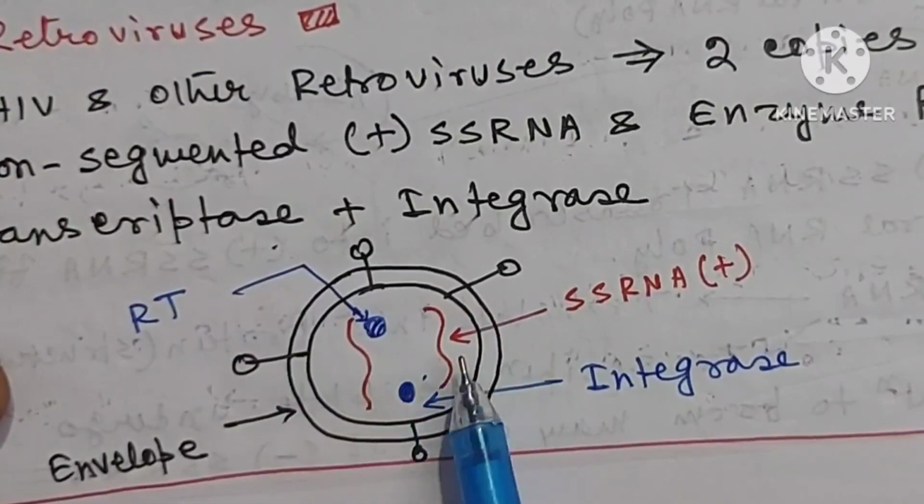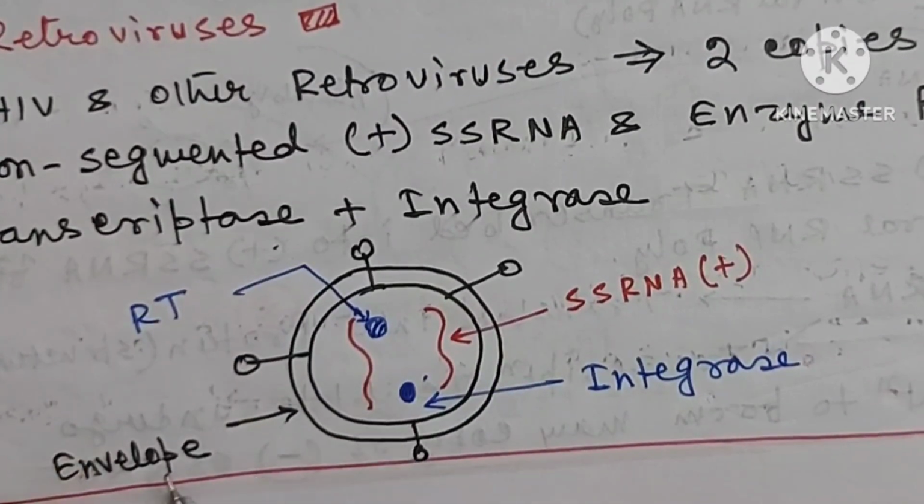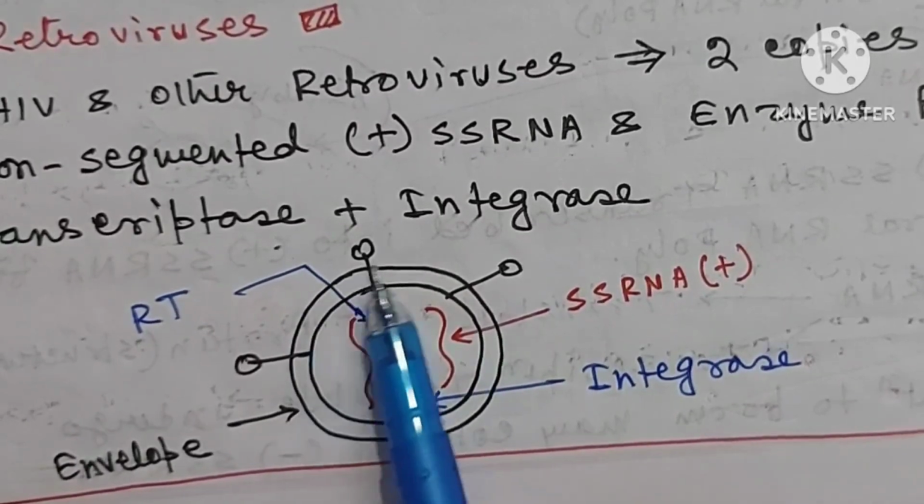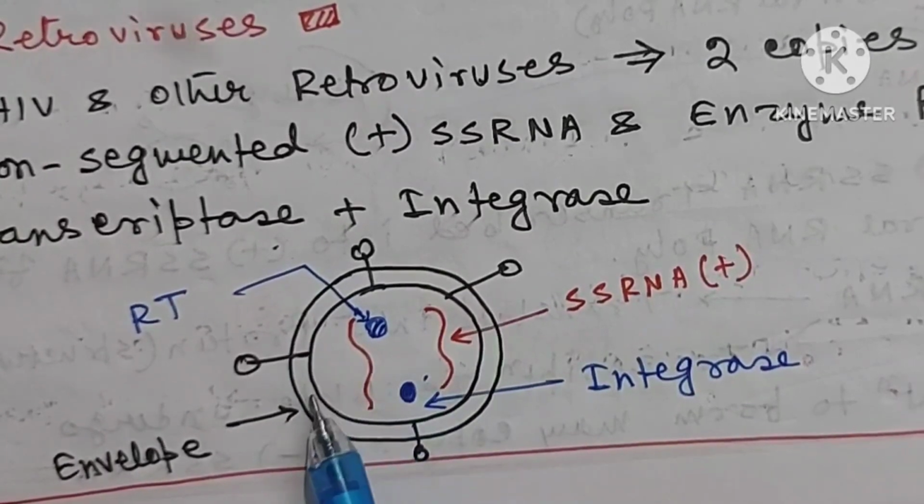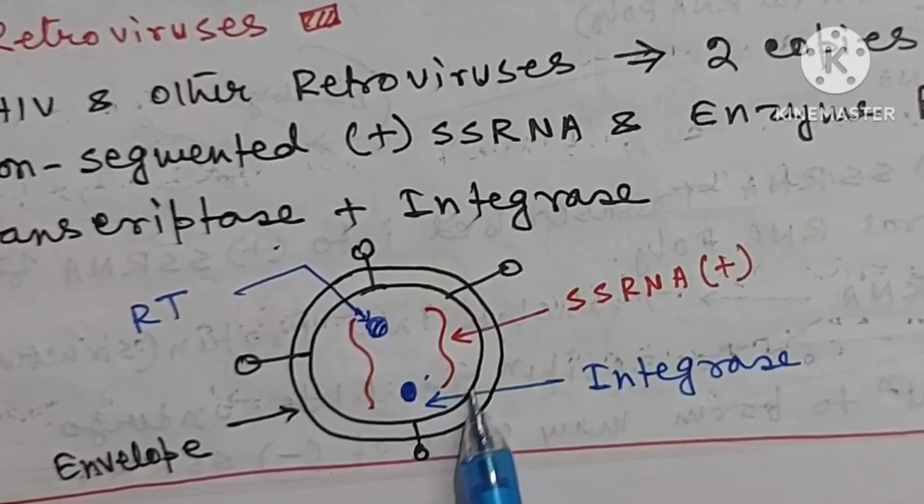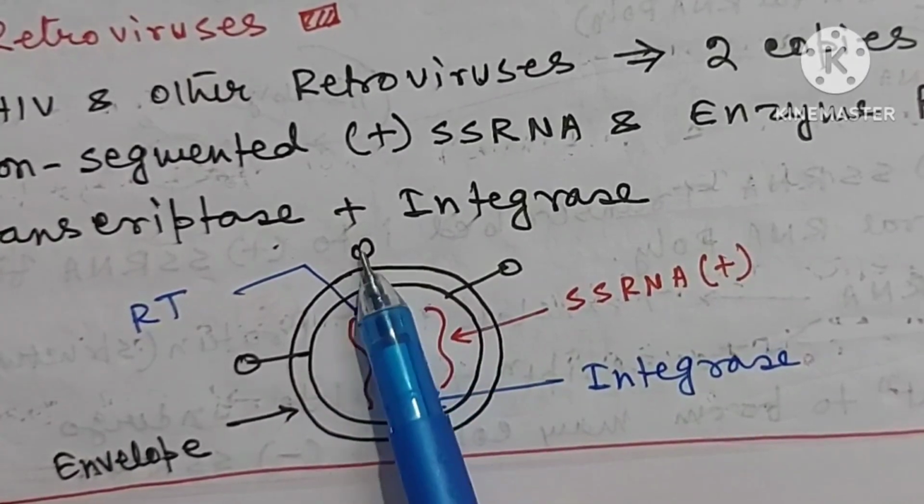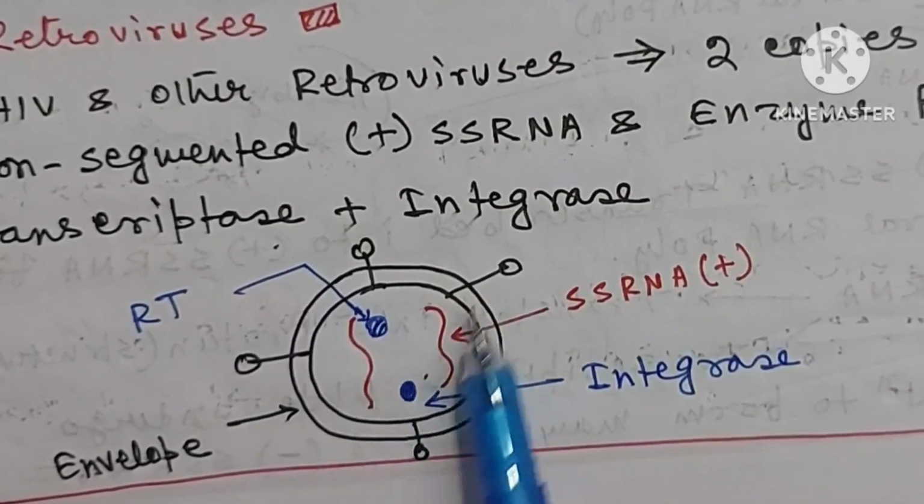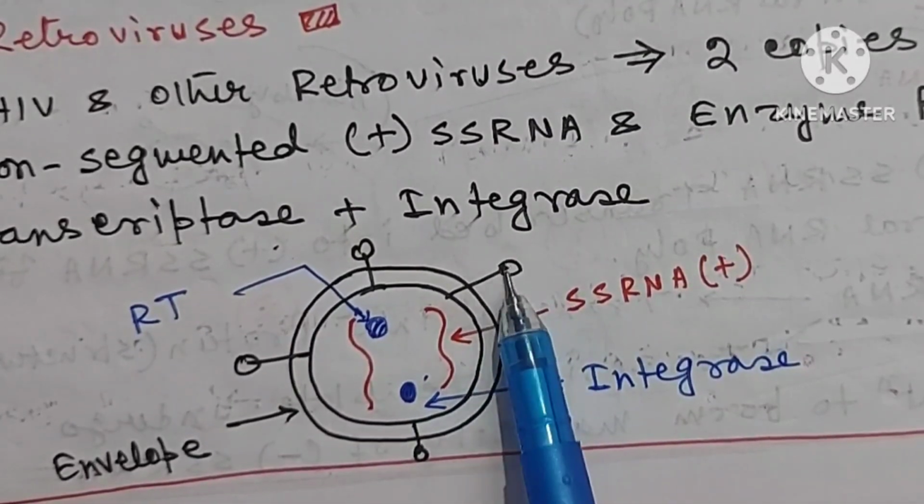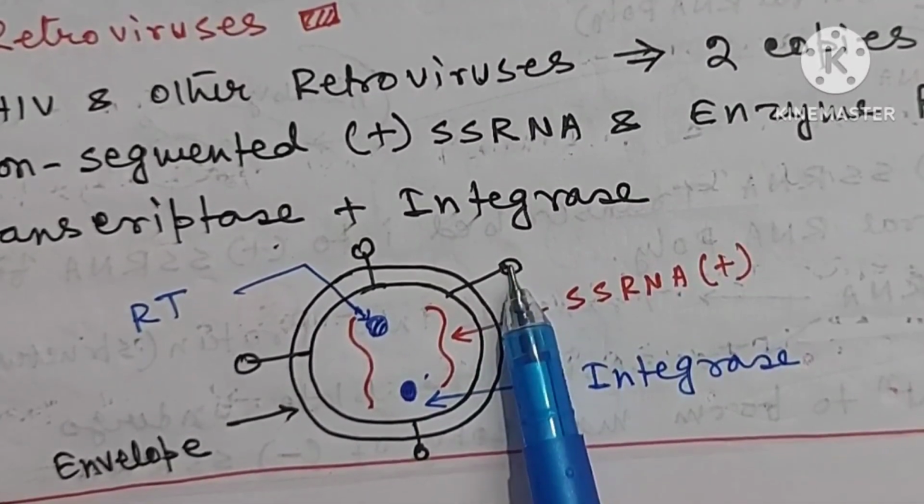This is the structure of a retrovirus, and retroviruses are usually enveloped viruses. So this is the envelope, and inside the envelope there is a capsid. This is the capsid layer, and in the envelope there are many glycoproteins that act as spike proteins, which bind with a receptor of the host cell.